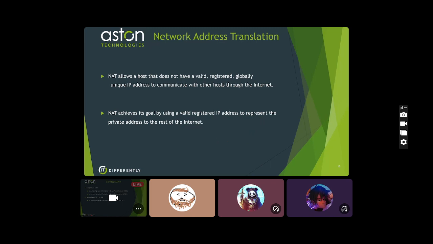So, NAT is the process by which a host that does not have a valid, registered, globally unique IP address, aka public IP, communicates with other hosts through the internet. So if you don't have a public IP address and you want to talk to somebody on the internet, you need to go through a device that has a public address and can translate for you. Act as your go-between. Another word that you'll hear is proxy.